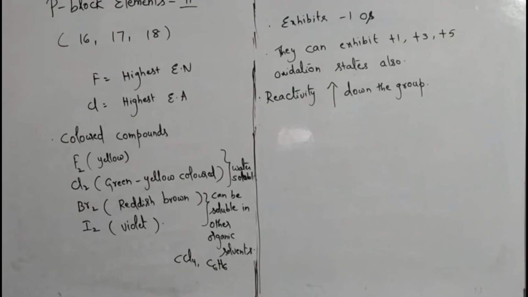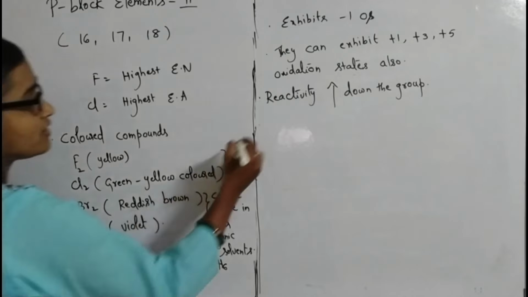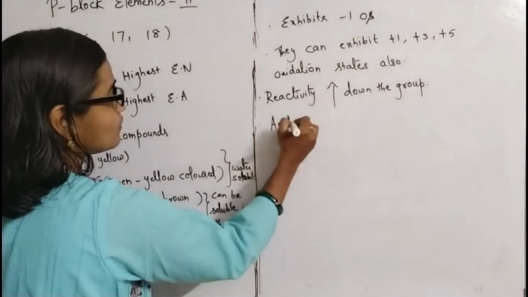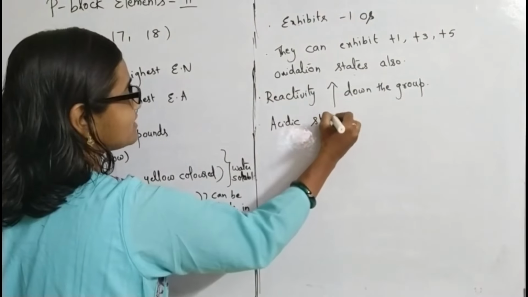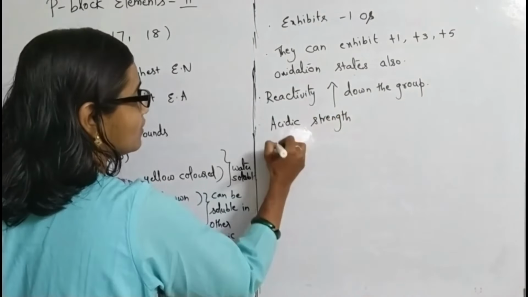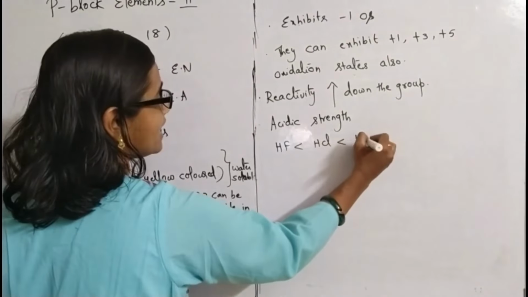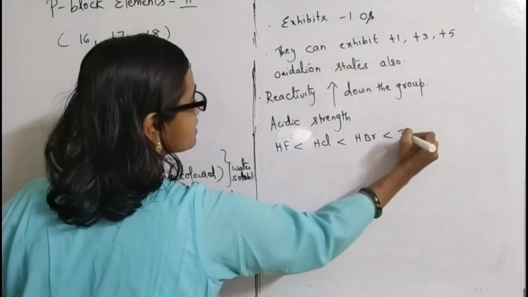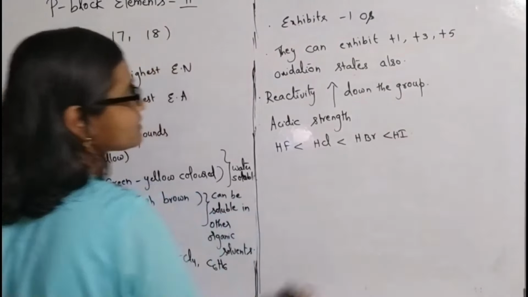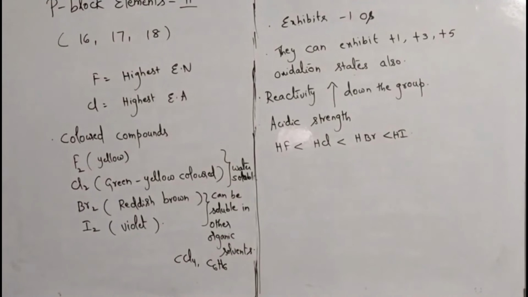Acidic strength of these acids, they form acids like HF. If you go for acidic strength, HF is less than HCl, is less than HBr, is less than HI. So this will be the acidic strength of their acids.